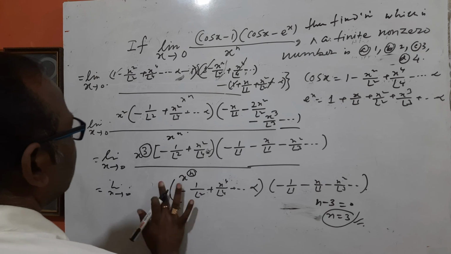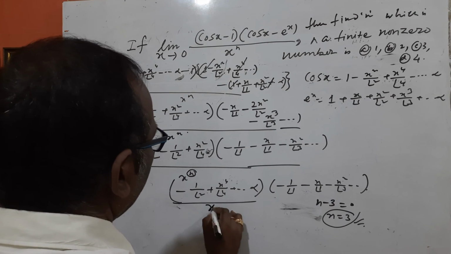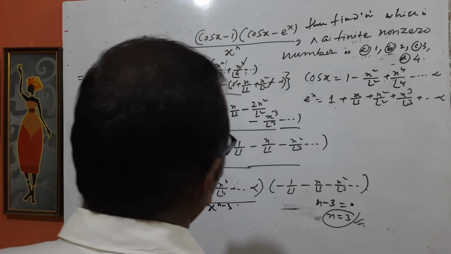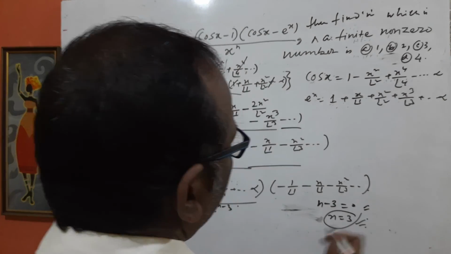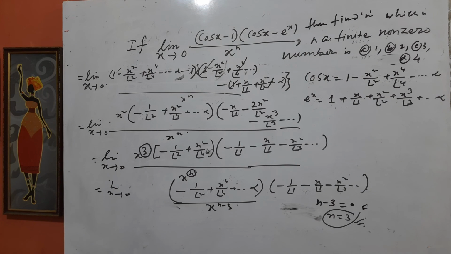Actually, I wrote it wrongly, and this would be x to the power n minus 3. So then n minus 3 equal to 0 actually. I think all of you understood better.